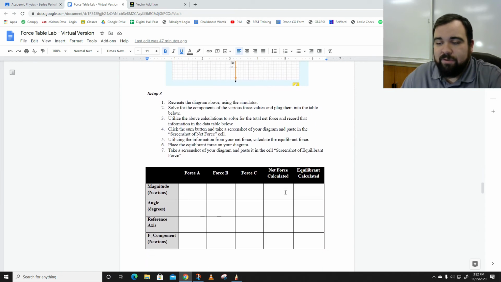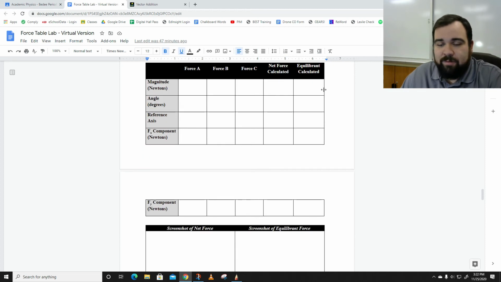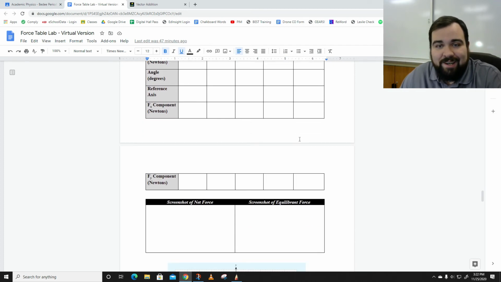For setup 3 and 4, it's a little different. You're going to go ahead and find your components to your A, B, and C forces, find your net force, and then your equilibrium force. So remember that your equilibrium force is the same magnitude, it's just in the opposite direction at the same angle. So if you are referencing the positive x-axis here, you might be referencing the negative one on your equilibrium. If the angle is 30 degrees above the positive x, here would be 30 degrees below the negative x. Magnitude should be the same though. The components will be oppositely signed. So if this was positive, that's now negative.